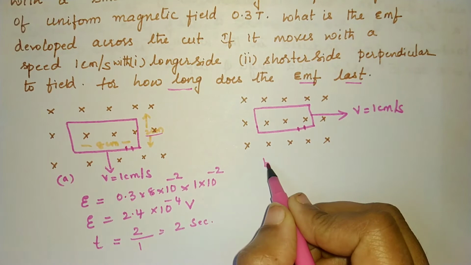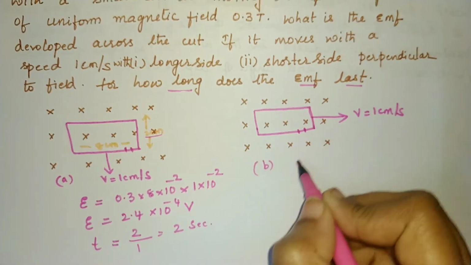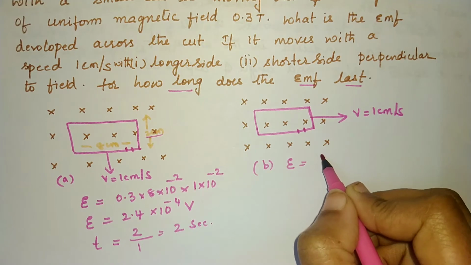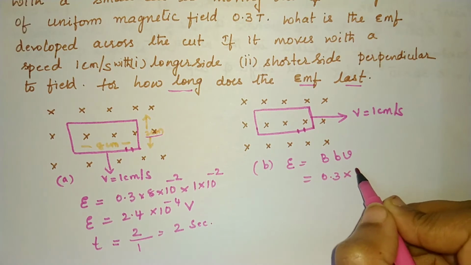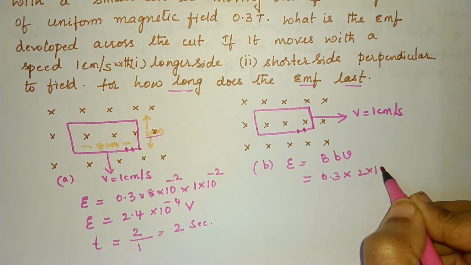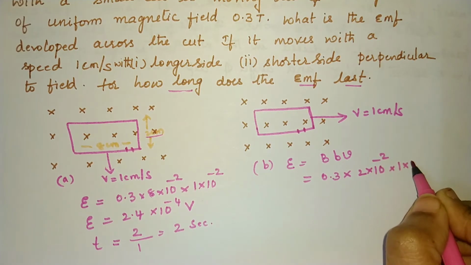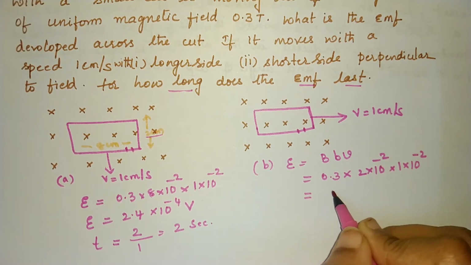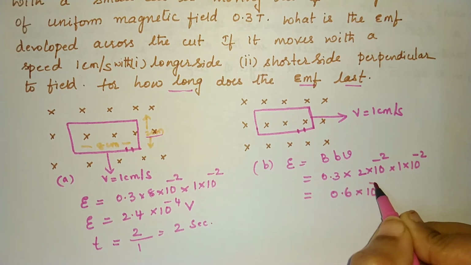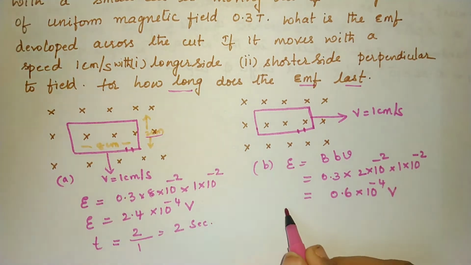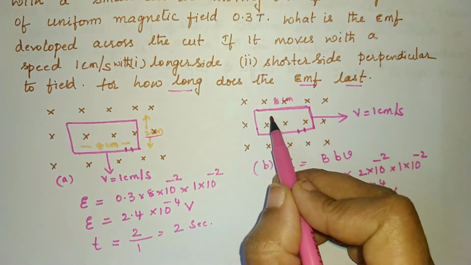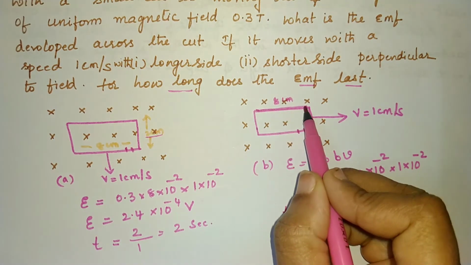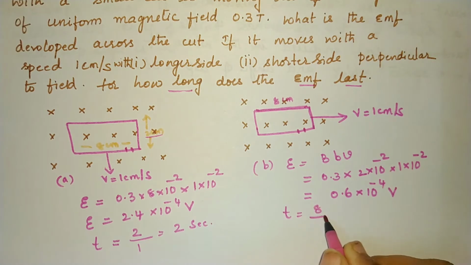Similarly, the answer for B bit. Since it's moving perpendicular to the breadth now, induced EMF will be B into breadth into velocity. Magnetic field is 0.3. Breadth of the conductor is 2 centimeter, 2 into 10 power minus 2. Velocity is 1 into 10 power minus 2 meter per second. The answer comes out to be 0.6 into 10 to the power minus 4 volts. And for how long will this exist? As long as it covers a distance of 8 centimeter. If it has to come out, it has to cover the length of the conductor. So time is distance by velocity, 8 by 1, that is 8 seconds.